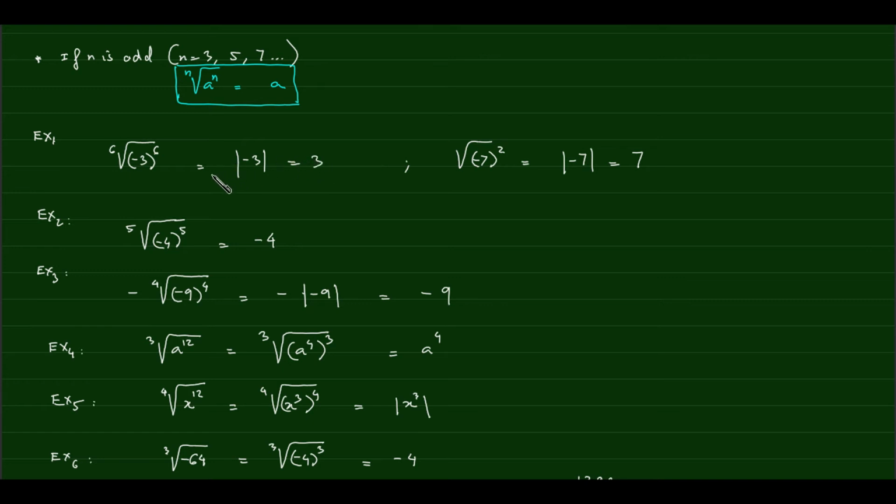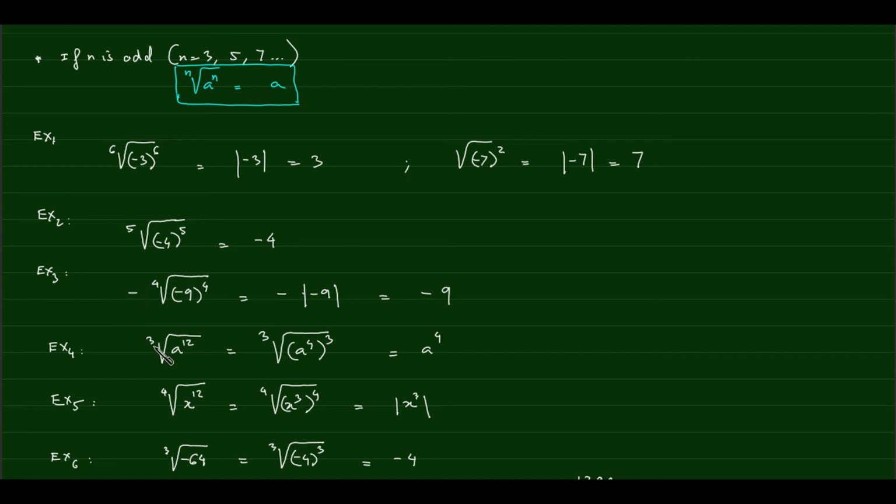But if n is odd, for example, in this case n is 5, and the exponent is also 5, and the a over here is -4, it turns out to be a itself, which is -4. No absolute value. The same thing over here turns out to be the absolute value of -9. However, there's another negative over here, so the absolute value of -9 is 9, but you still have the minus, so the answer is -9.